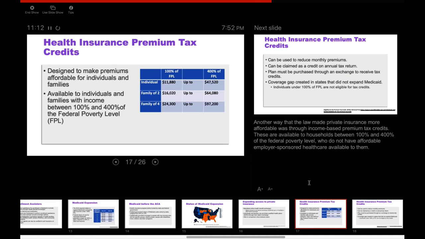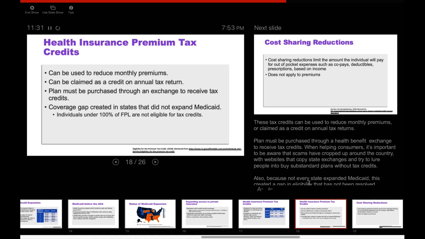Another way that the law made private insurance more affordable was through income-based premium tax credits. These are available to households between 100% and 400% of the federal poverty level who do not have affordable employer-sponsored health care available to them. These tax credits can be used to reduce monthly premiums or be claimed as a credit on annual tax returns. However, the plan must be purchased through a health benefit exchange to receive tax credits.